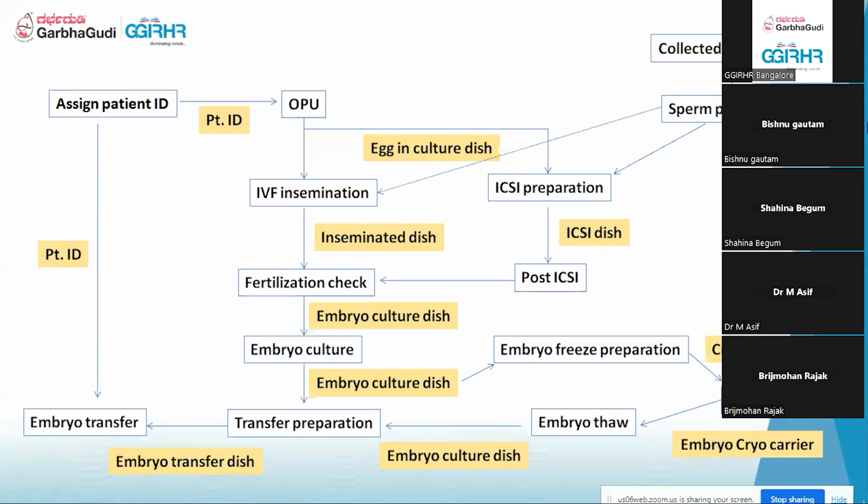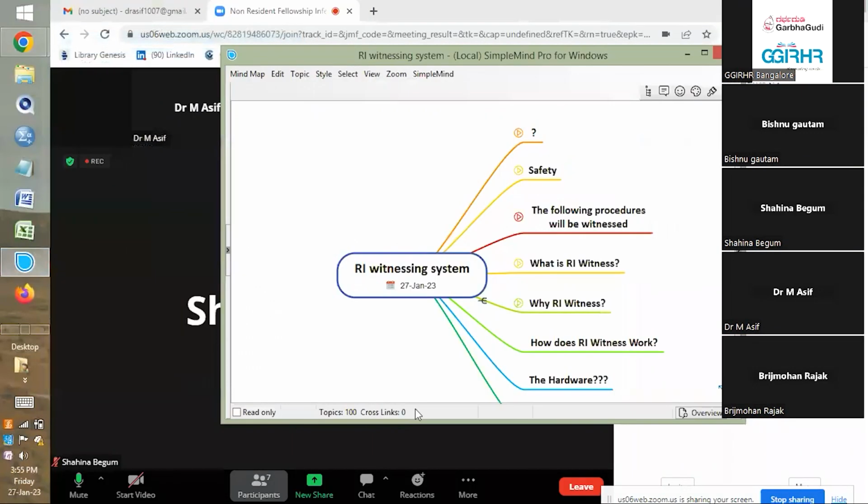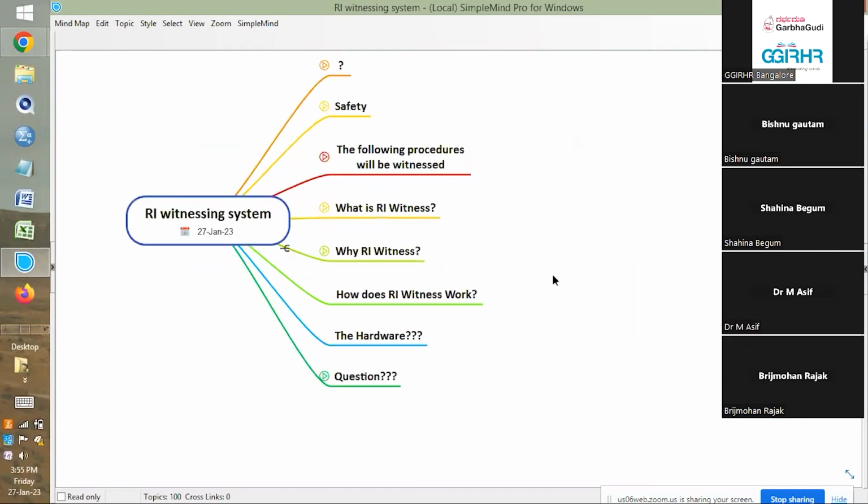So here what you should know is the importance of the RI witnessing system, how it works, and what the RI witnessing system is. So this is very important to know. So hope you have understood the class today. Okay, hope I have covered everything here. I showed you the hardware. I told you how it works. Any questions now?